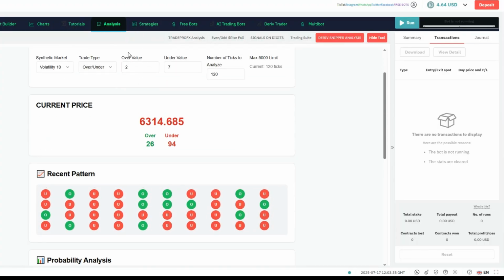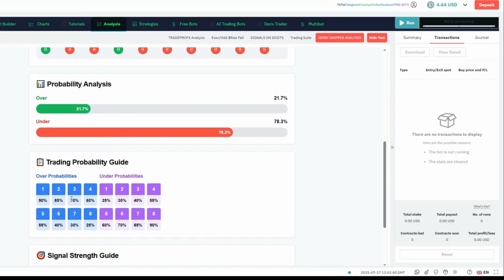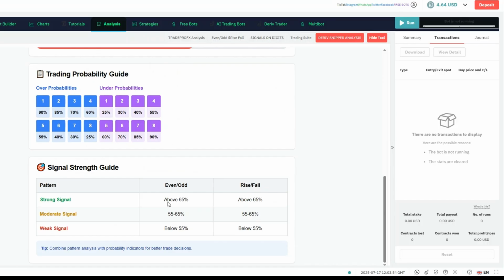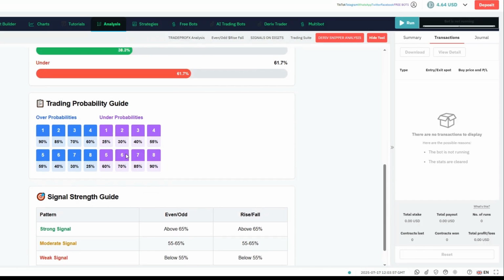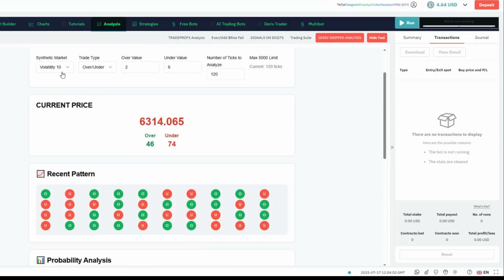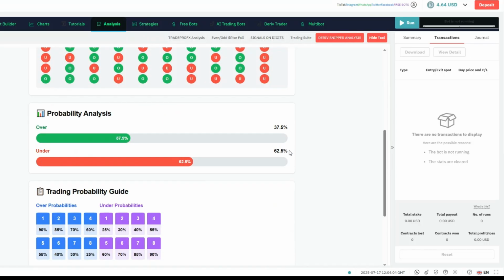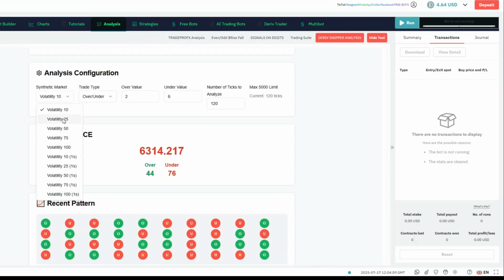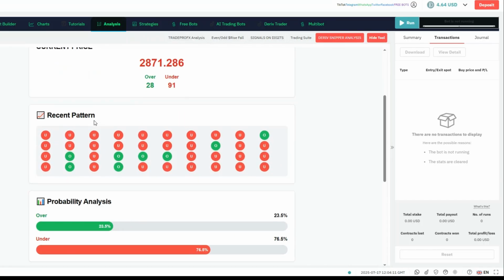So if you want to do over 3, go down below and look at the over probabilities for over 3, and under a digit maybe like 6, it should be 70%. Let's say you want to look at under 6, you just put 6, then you can look at which one has the under probability of 70%. On this market, volatility 10, this is 62.5, so you want it to be at 70%, and you keep looking at the best market which is working.